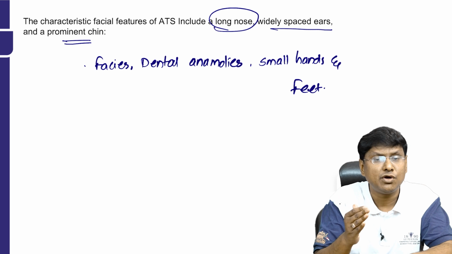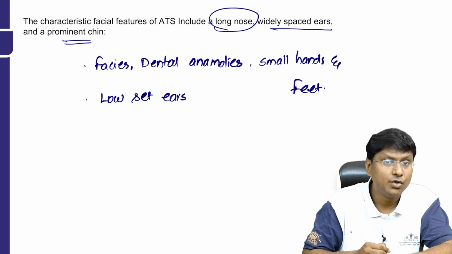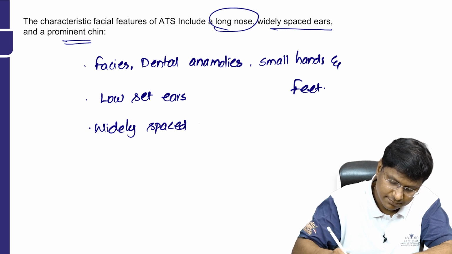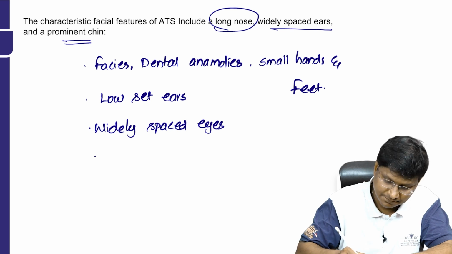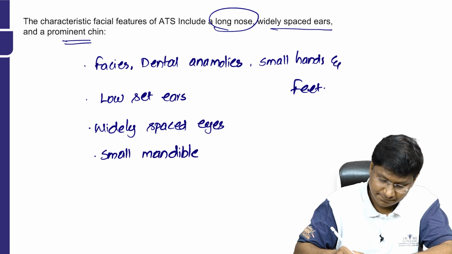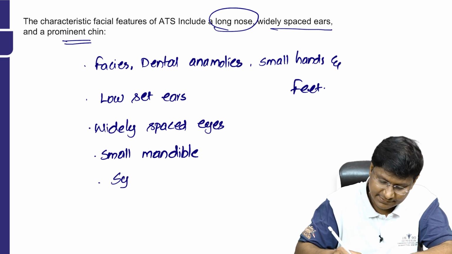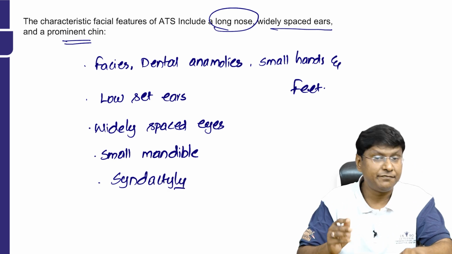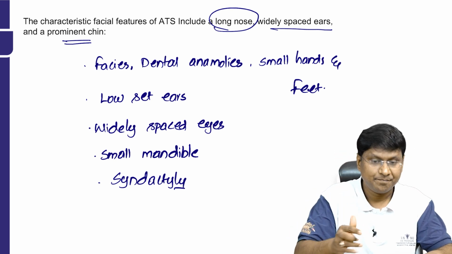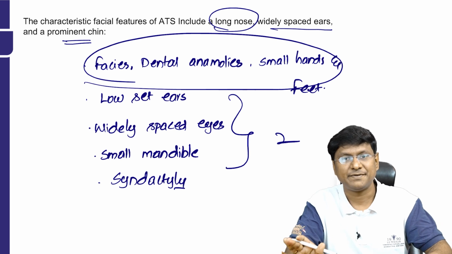Along with these features, any two of the following features are present: low set ears, widely spaced eyes, small mandible and fifth digit clinodactyly, or syndactyly, where there will be fusion of the digits, mainly the toes. That is what you will observe in Anderson-Tawil syndrome. So along with abnormal faces, dental anomalies, and small hands and feet, any two of these should be present.